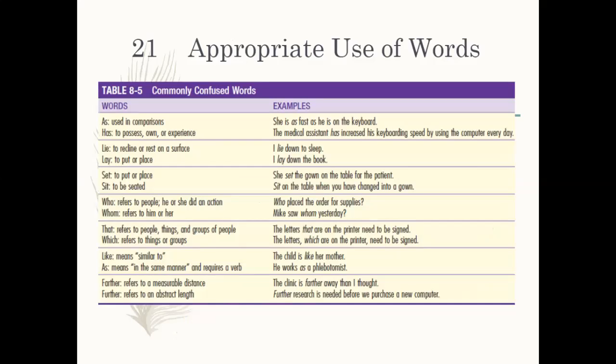Here are some words. As used in comparison, has to possesses, own, or experience. For example, she is as fast as he is on the keyboard. The medical assistant has increased his keyboarding speed by using the computer every day. So do you see how the second sentence is so much more professional? I was reading the next one and for some reason my eye went down to "lie down to sleep" and I just automatically said comfortable. No, the second scenario that I just read is much more professional.